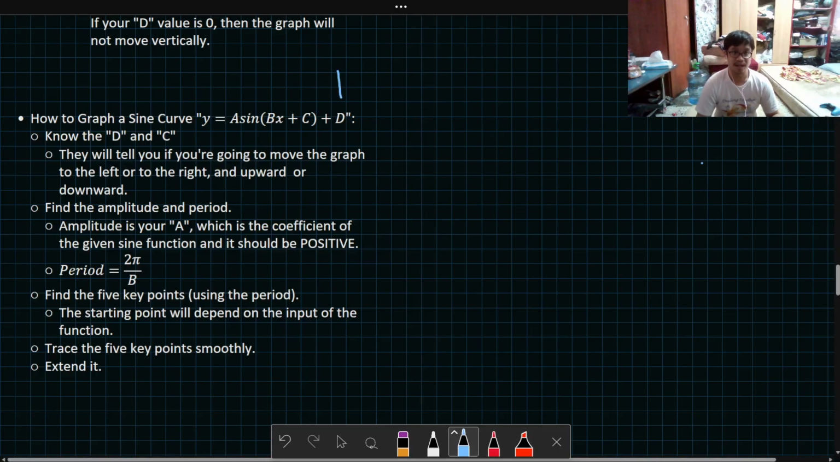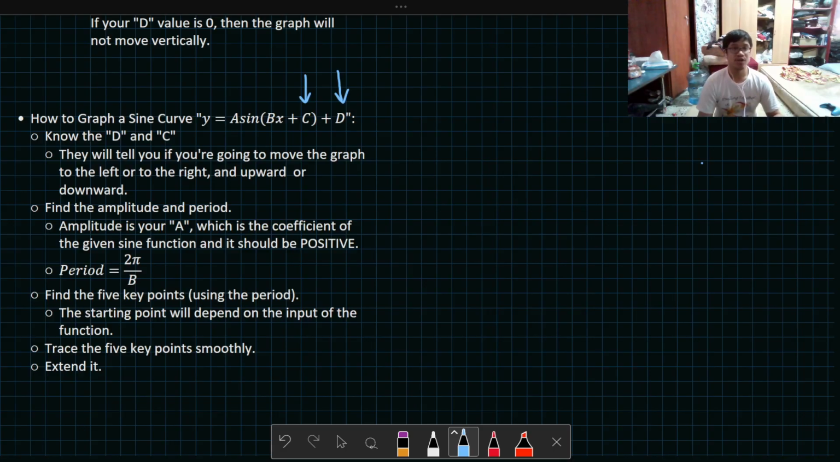D is basically the constant term of your function, or the number outside the sine function. C is just like a constant term, but that's inside the parenthesis. So why do you need to know the D and C? You will know if you're going to move to the right or to the left, upward or downward. You should know the D and C.